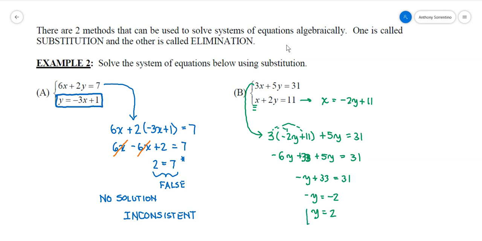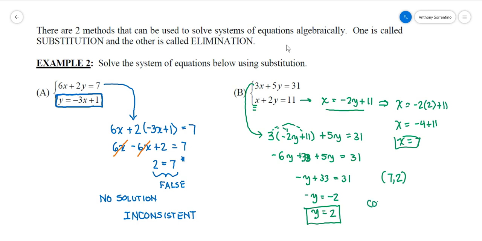Now, with this, I know what the y value is. The easiest thing now to do is to come back up to here, to the x equation, and substitute in for the y. And so when I do that, x equals negative 4 plus 11, which means that x is going to equal 7. And so oftentimes you're going to be asked to write that as an ordered pair, because remember, this is representing the intersection point of these two lines, but it's also telling me the x and y that makes both true at the same time. And again, this would be an instance of being consistent and independent.